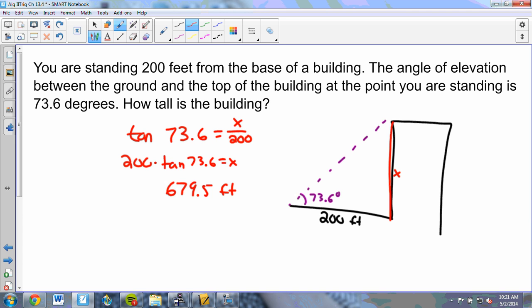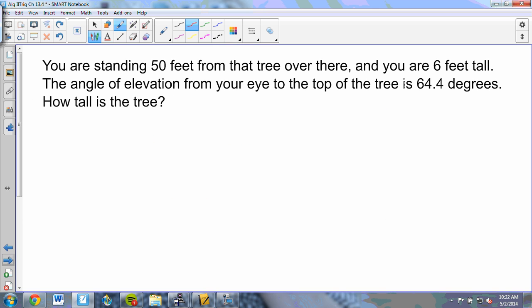Okay. This next one's real similar, just a little bit different. You're standing 50 feet from that tree over there, and you're 6 feet tall. The angle of elevation from your eye to the top of the tree is 64.4 degrees. How tall is the tree?